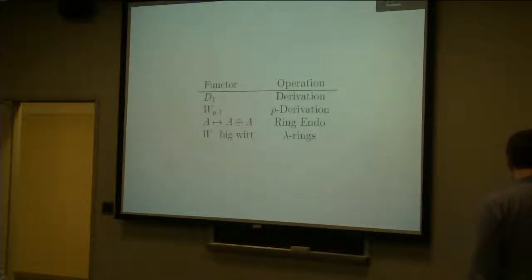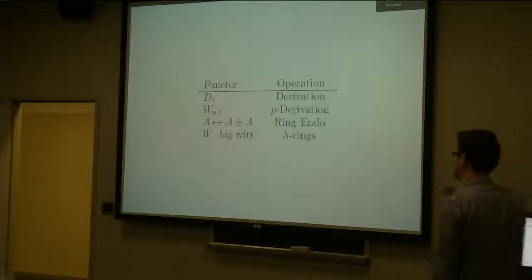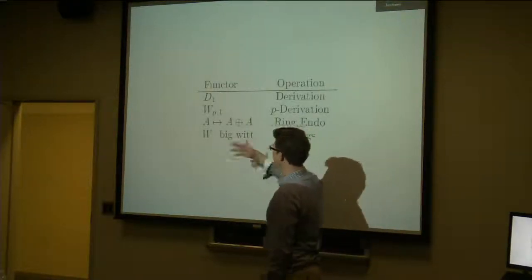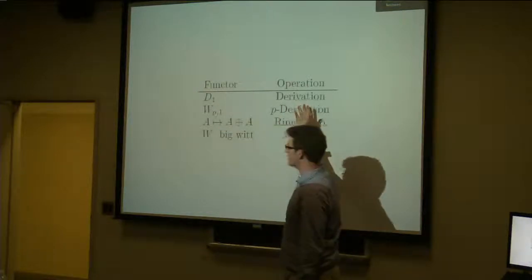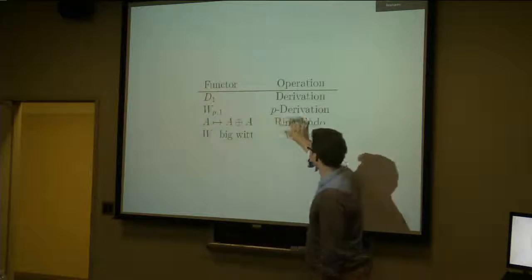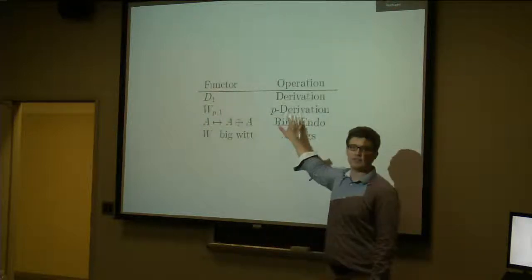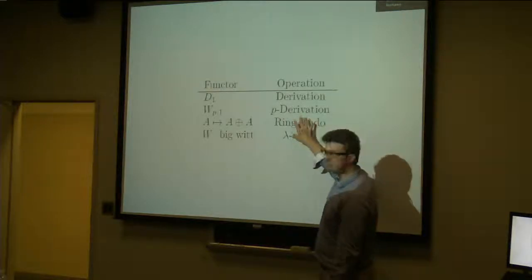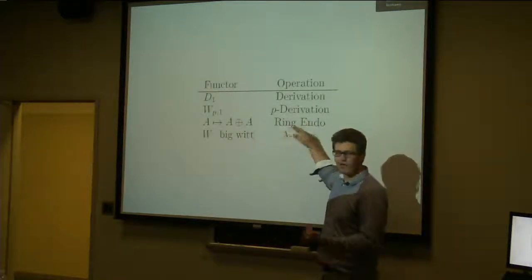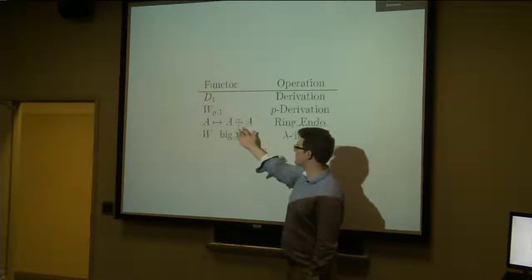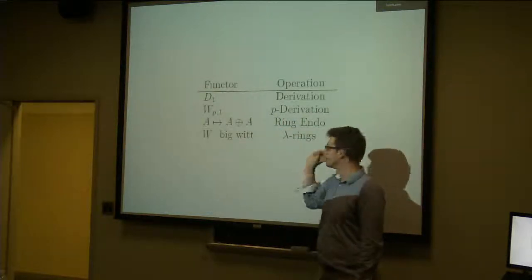There's a couple of functors that are natural to choose. This one, the dual number ring, gives you derivations. If I look at the truncated Witt vectors of length 2, this gives Alex's p-derivations, and for this reason they can be thought of as Witt differentiation. I'm not going to need this right now, I just wanted to let you know it's there. If you take this functor, it's the same thing as giving a ring endomorphism.